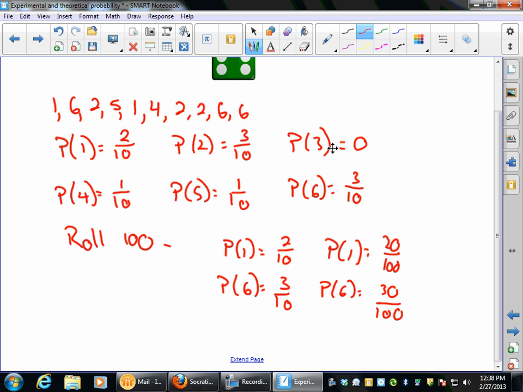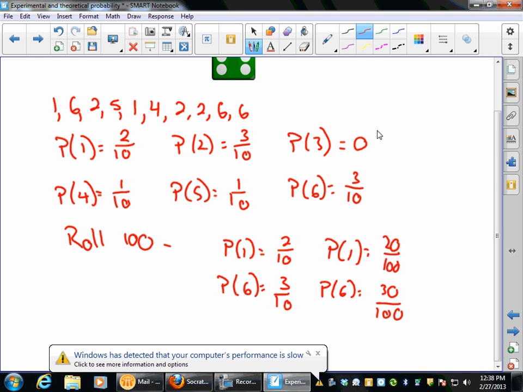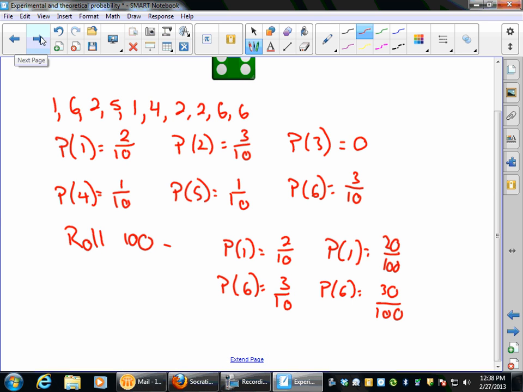So even though for this one it was 0, if I wanted to make a prediction on how many I thought I was going to get out of 100, I'm not going to say 0. It's probably going to be low, but I would imagine in 90 more rolls, I'm probably going to get at least a couple of 3s. So you do have to be careful that way when you're making your predictions.